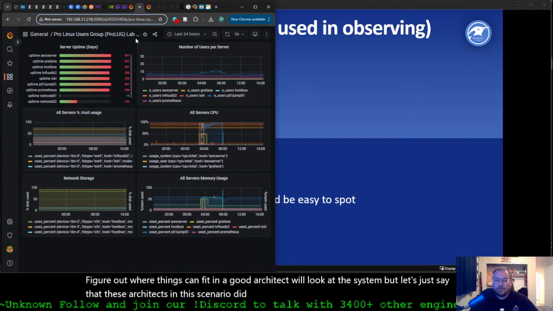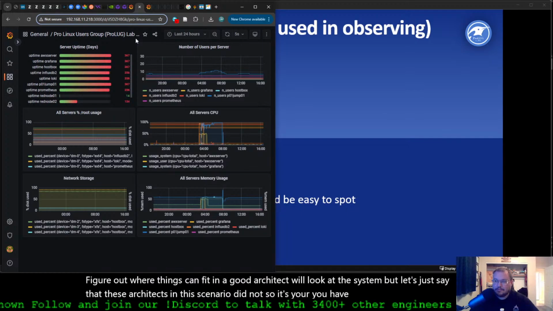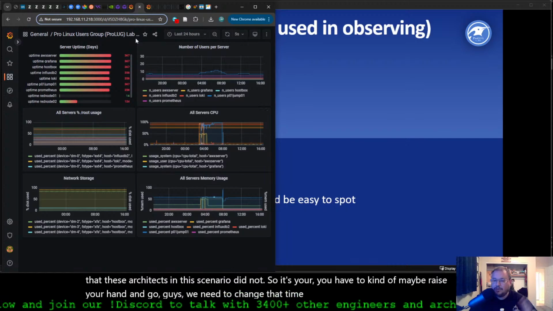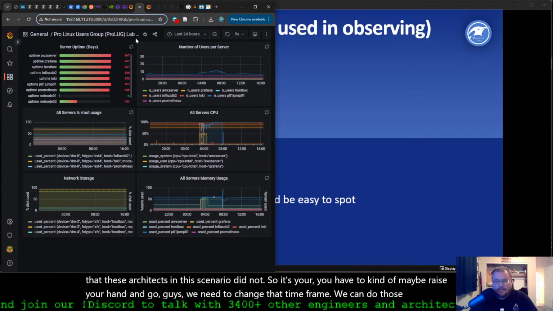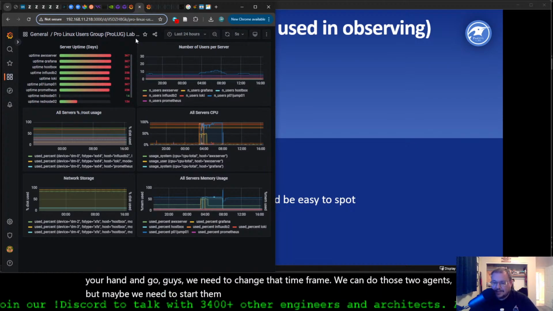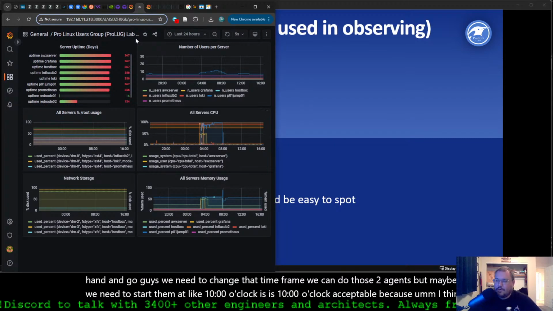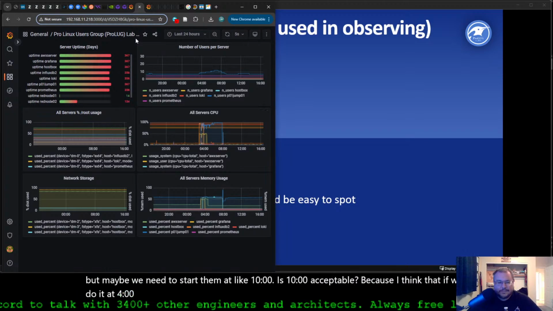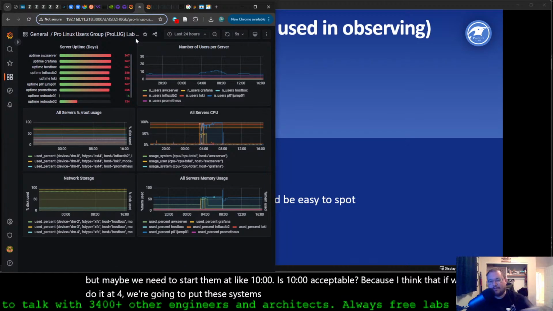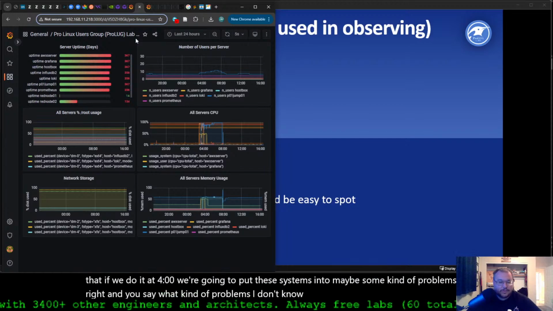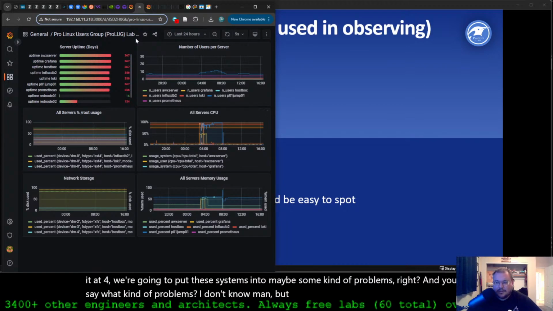So you have to maybe raise your hand and go, guys, we need to change that time frame. We can do those 2 agents, but maybe we need to start them at like 10 o'clock. Is 10 o'clock acceptable? Because I think that if we do it at 4, we're going to put these systems into maybe some kind of problems, right? And you say, what kind of problems? I don't know, man. But resource contention between different agents can cause problems.